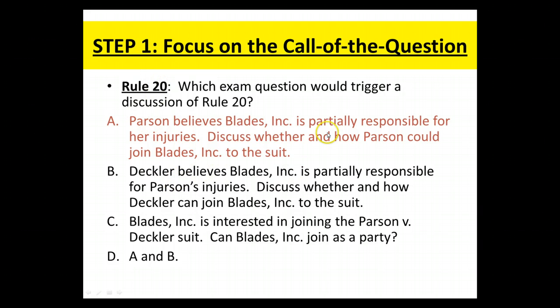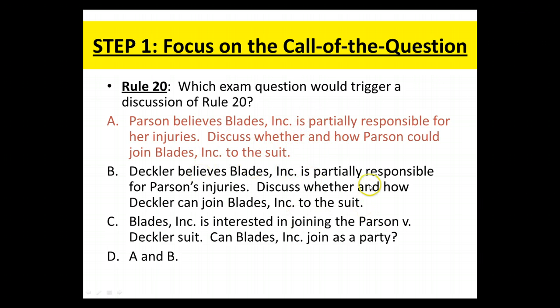It can help Parsons. At this phase, all we're trying to do is say that's a possibility. A plaintiff wanting to use this. When I'm asked, as the call of the question, whether or not Parsons can join and how she can join Blades, Rule 20 is an option. Does it mean it ultimately will allow for joinder or not? At this phase, all I'm looking at is that it's a possibility.